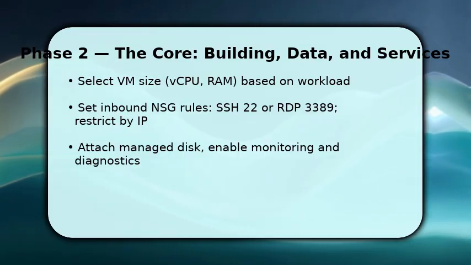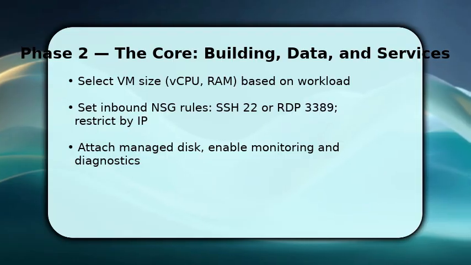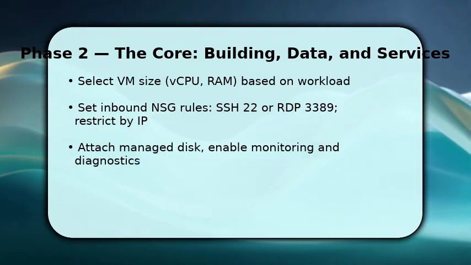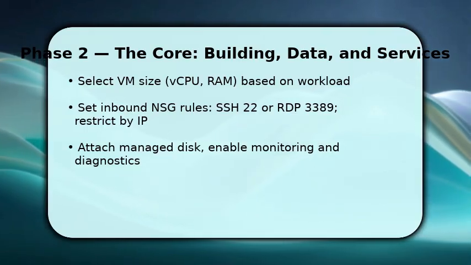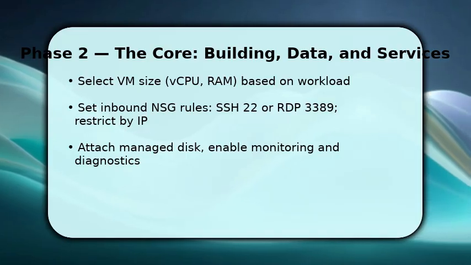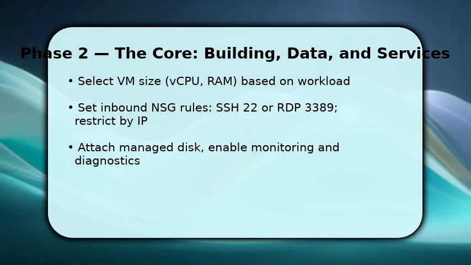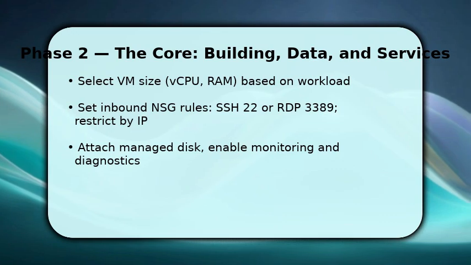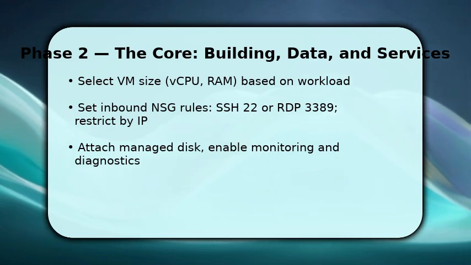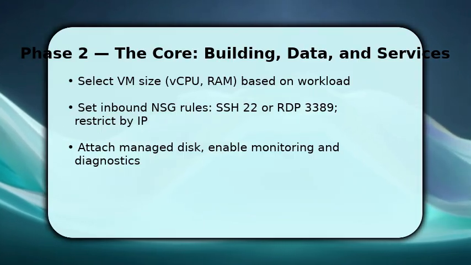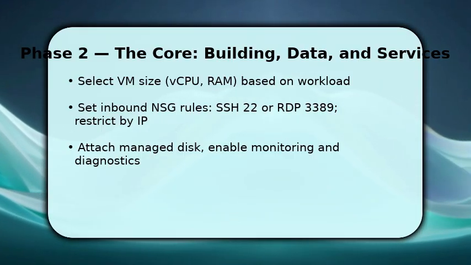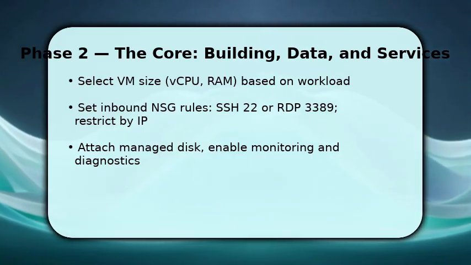Configure network security. Open SSH port 22 or RDP 3389 only to known IP ranges, and enable boot diagnostics and monitoring for visibility. Once the VM is provisioned, install CloudInit or Azure VM agents so extensions work. Finally, tag resources for cost tracking and automate backups if this instance matters long-term.